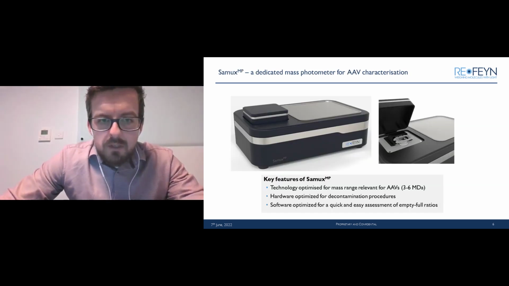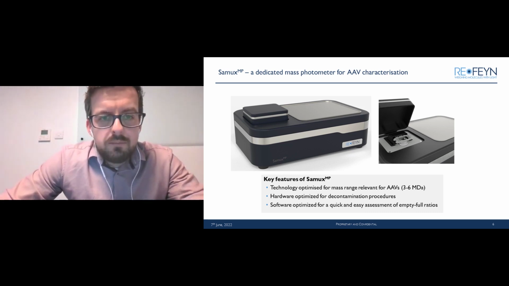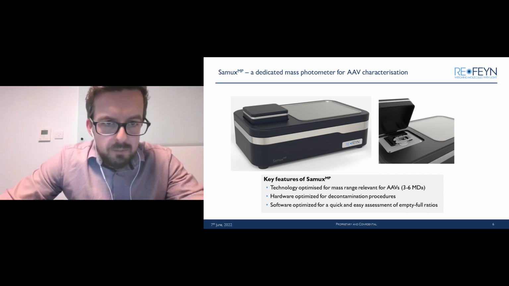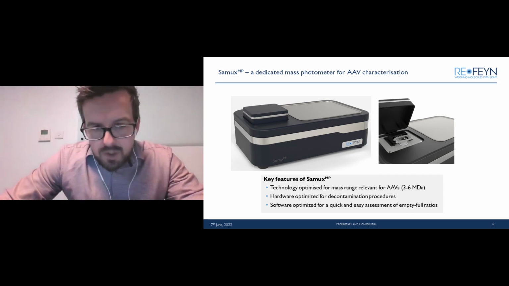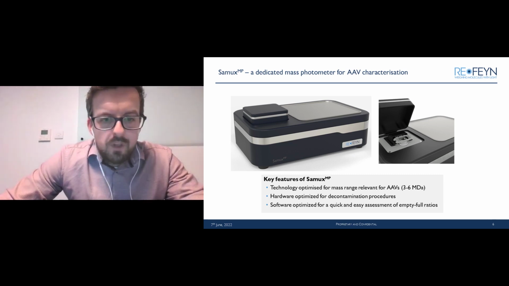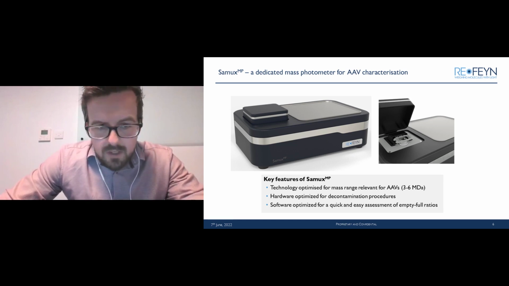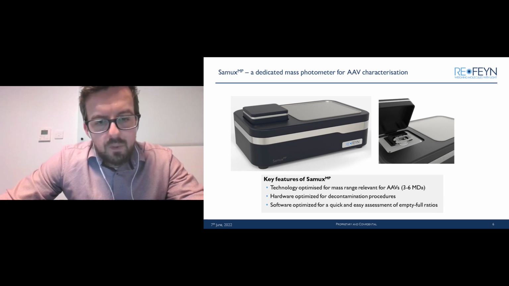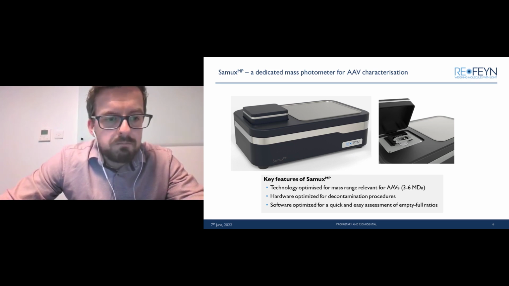This is the SAMX-MP, and this is something that we officially launched in January of this year. This is a mass photometry system that we specifically developed and optimized for AAV characterization. And this technology is optimized for the mass range that is relevant for AAVs, 3 to 6 megadaltons. It's also optimized for facilitating decontamination as well, based upon the selection of materials used in the construction of the instrument. The software is also optimized for a quick and easy assessment of empty to full ratios.